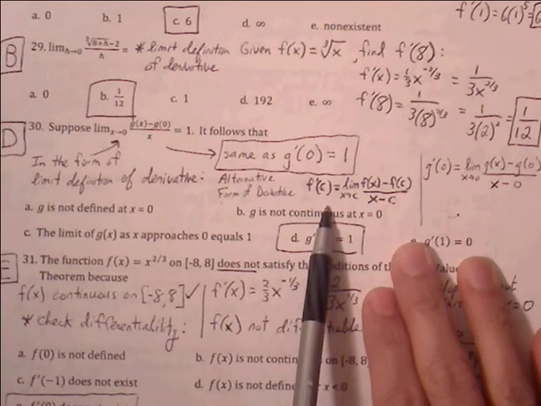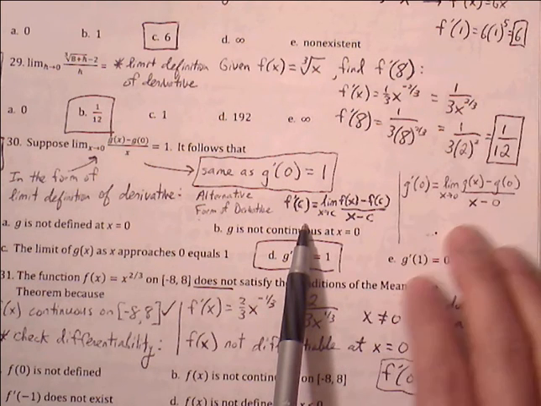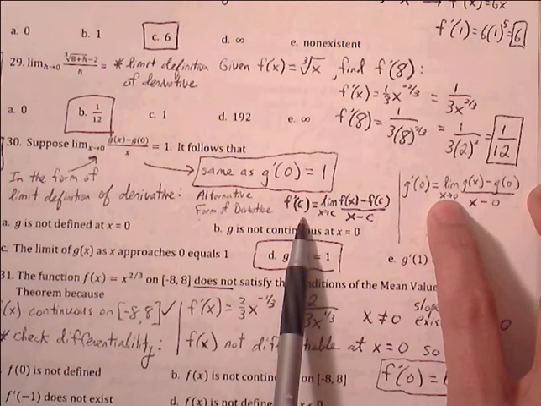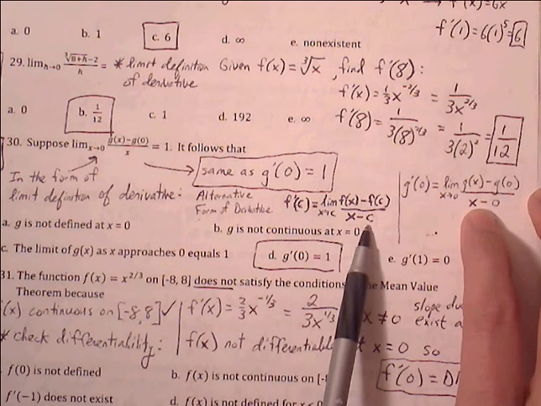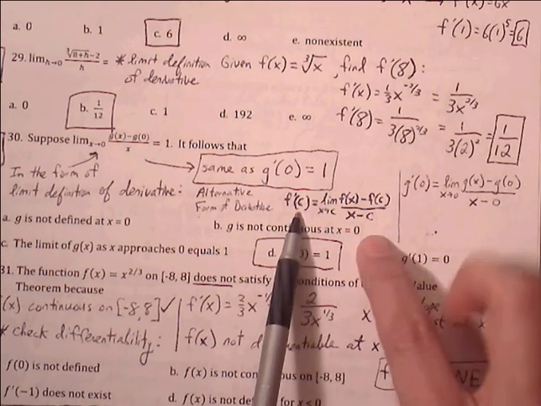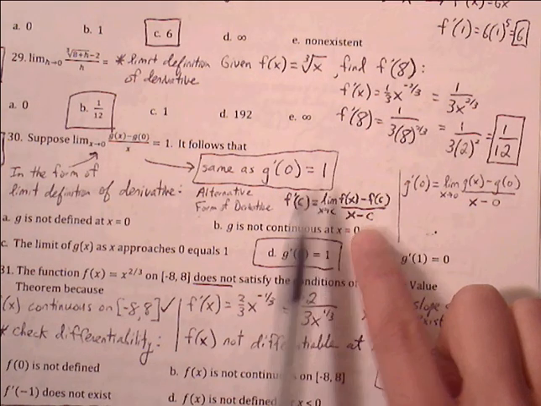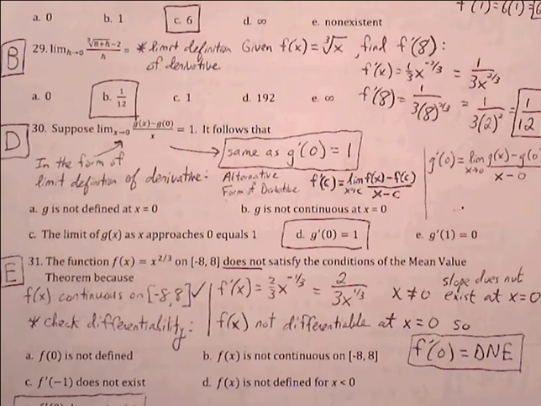So if we were to do this for the function g of x evaluated at 0, then it would look something like this, right? Limit as x approaches 0 of g of x minus g of 0 over x minus 0, which is the same thing as just x. If we can see that this is talking about the derivative of this function at 1, then we can make that conclusion. Answer choice D, g prime of 0 is equal to 1.